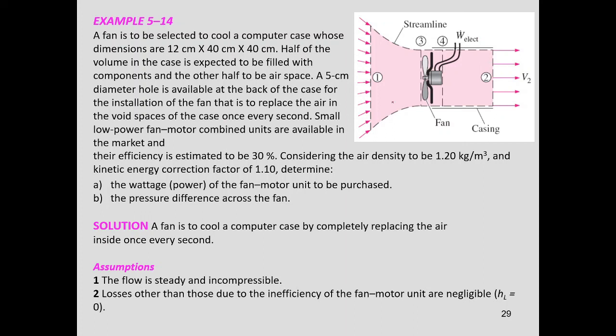So the function of the fan is to deliver the air in the air zone once every second. So you know that to get the flow rate, V dot is equal to the void volume over 1 second. Small low power fan combined units are available in the market and the efficiency is estimated to be 30%. The efficiency of the fan is 30%.